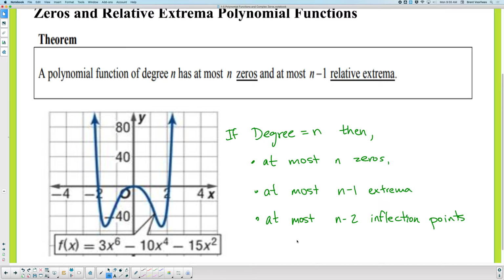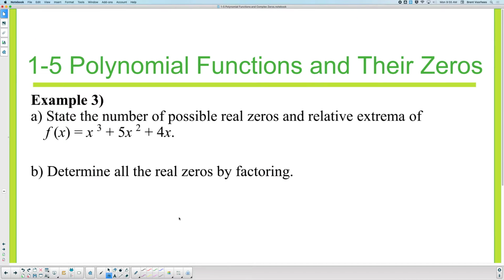Now, at most means literally that, at most. It doesn't mean that will be the case, it just means the most you could potentially have. As shown in this picture, we only have 3 zeros, despite the power being 6. This one only has 3 zeros. It has 1, 2, 3 extrema, and would have 1, 2 inflection points.